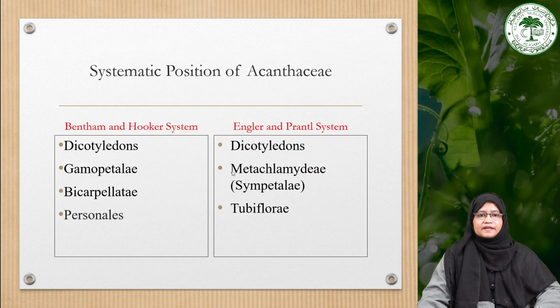Now, if we compare the systematic position of the Acanthaceae family by the Bentham-Hooker system and Engler-Prantl, we have already seen that by the Bentham-Hooker system, this family is placed in the Dicotyledonae, in subclass Gamopetalae, the series Bicarpellatae and the order Personales. And in Engler and Prantl, this family is also in the Dicotyledonae and subclass Metachlamydae, which also has fused petals, and the order is Tubiflorae. So this is the comparative systematic position of the Acanthaceae family by the Bentham and Hooker system and the Engler and Prantl system.